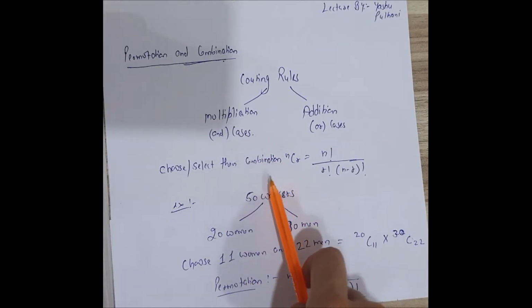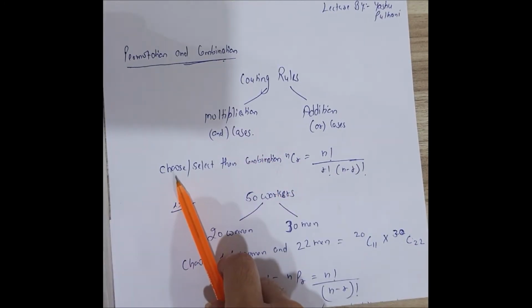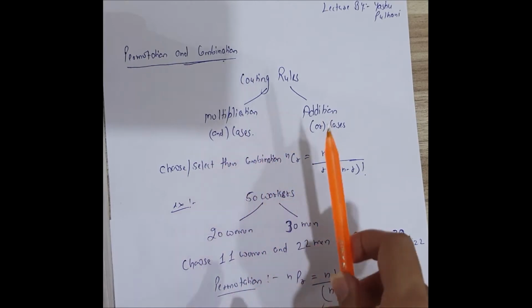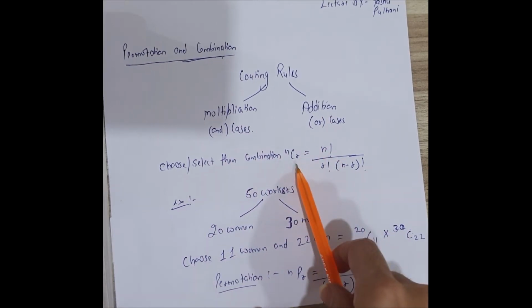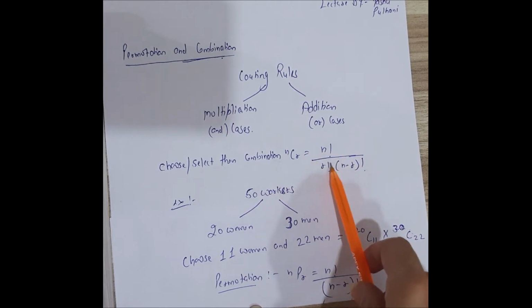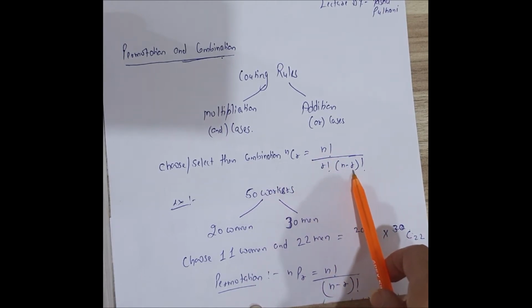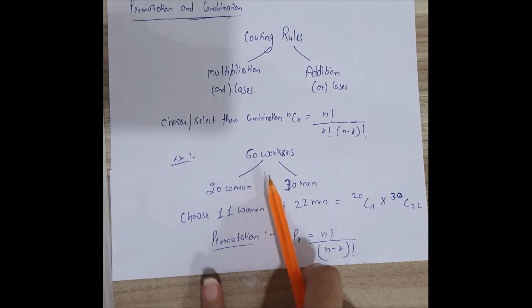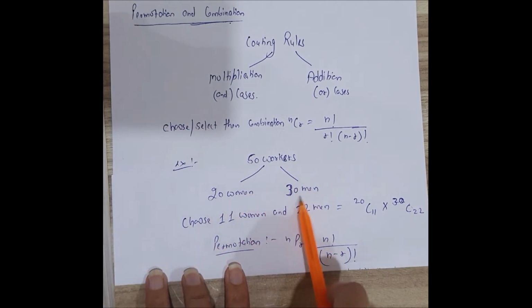Now, where do we use combinations? Where we have to choose or select from something, we use combination. This is the formula of combination: nCr is equal to n factorial upon r factorial into (n minus r) factorial. Example: 20 are women and 30 are men.